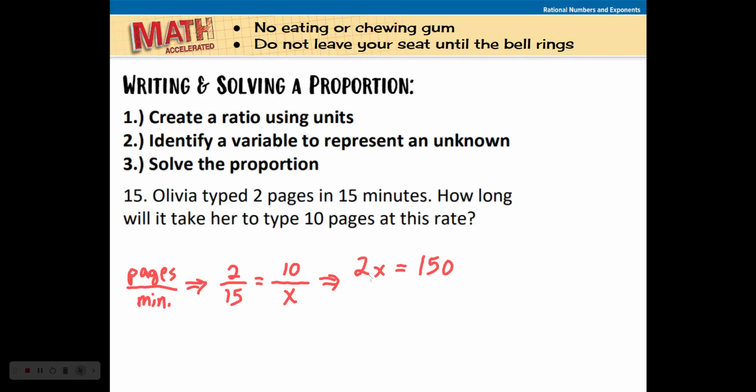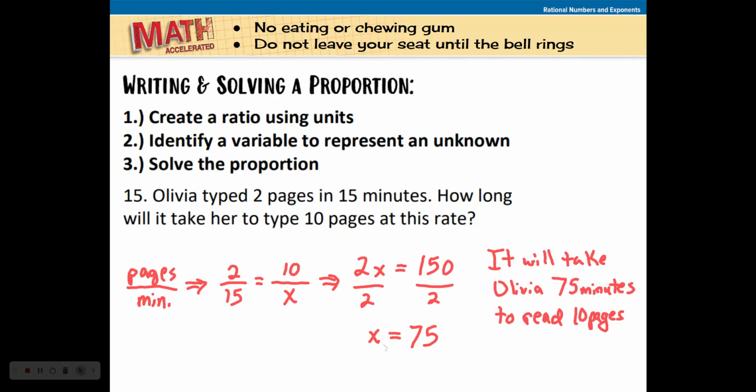Cross multiply, we get 2x equals 150. Divide both sides by 2 and get x equals 75. Now, Mr. Allen, when I wrote this down, I did make a little bit of a mistake right here. How long will it take her to type 10 pages? It will take Olivia 75 minutes to type 10 pages. So instead of read, it is type 10 pages. Apologize for that, but the 75 minutes, that is the answer to your problem.